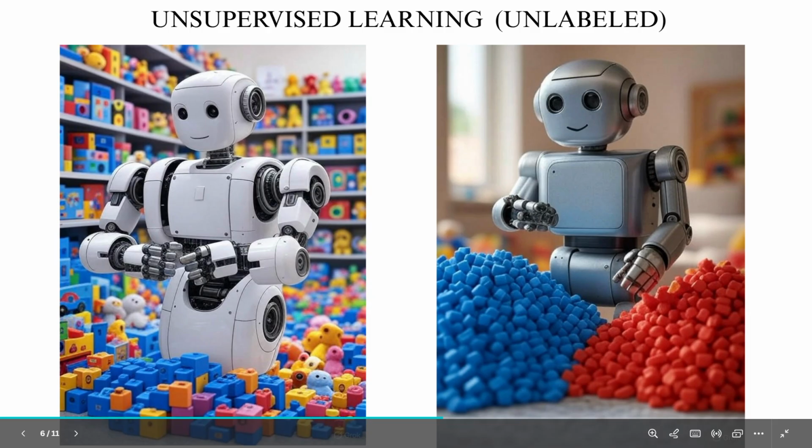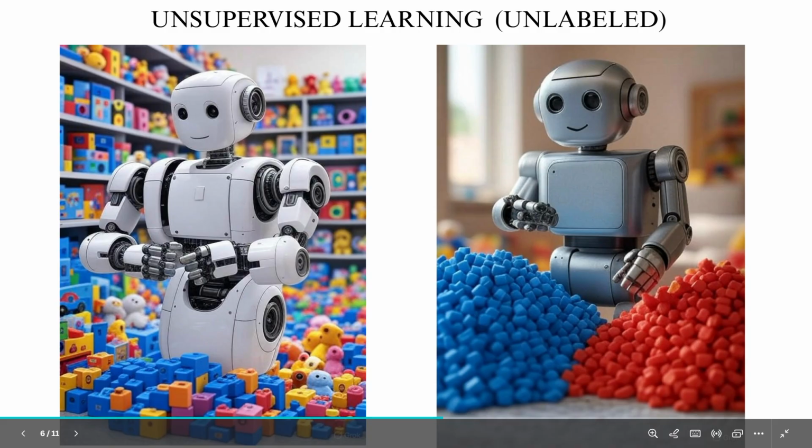Next, let's talk about something called unsupervised learning. It is the second type of machine learning. This time, the robot doesn't get any help at all. No labels, no names, no answers. It's like giving a bunch of toys to a robot, but not telling it what they are. The robot has to figure things out on its own.